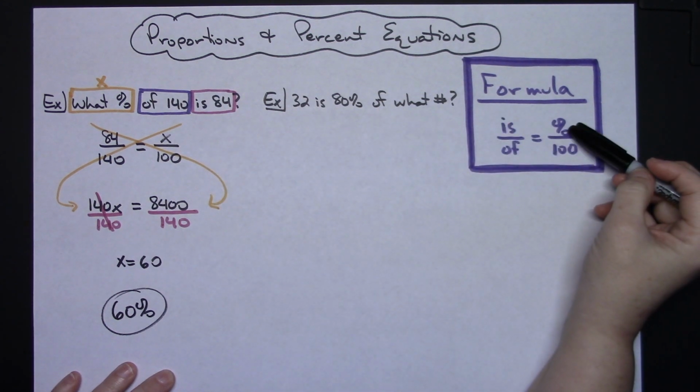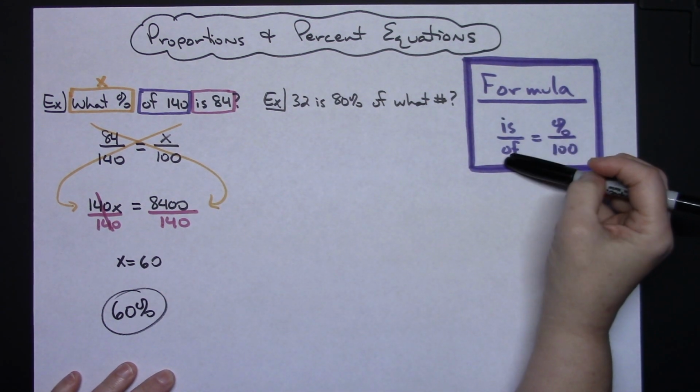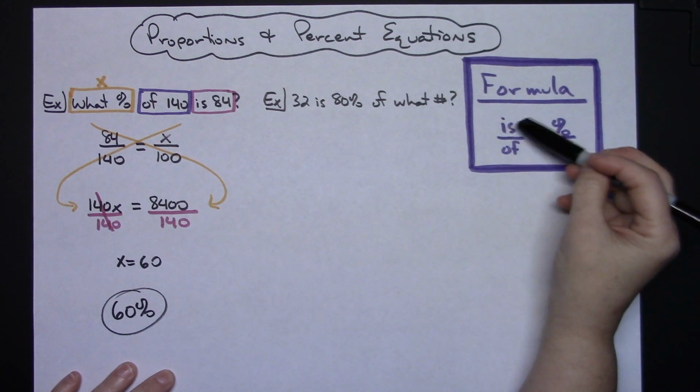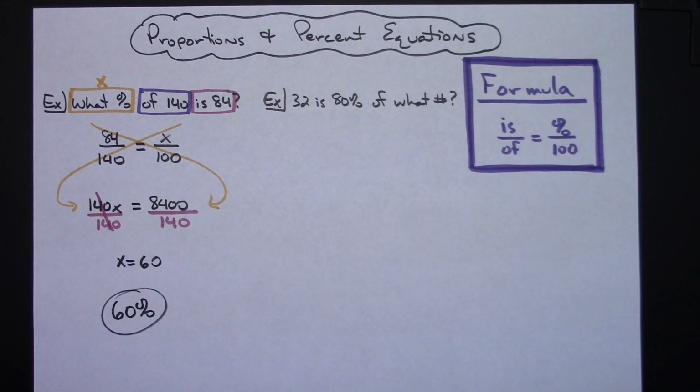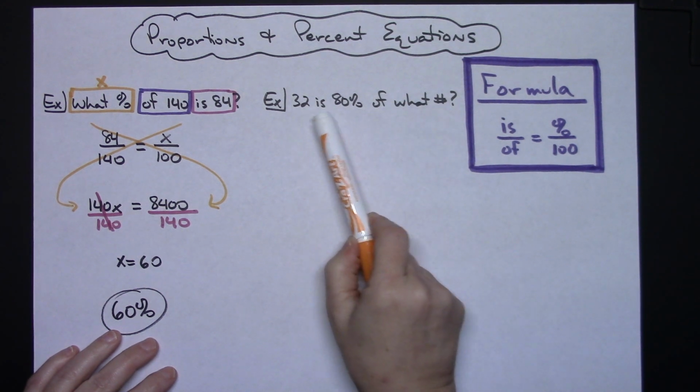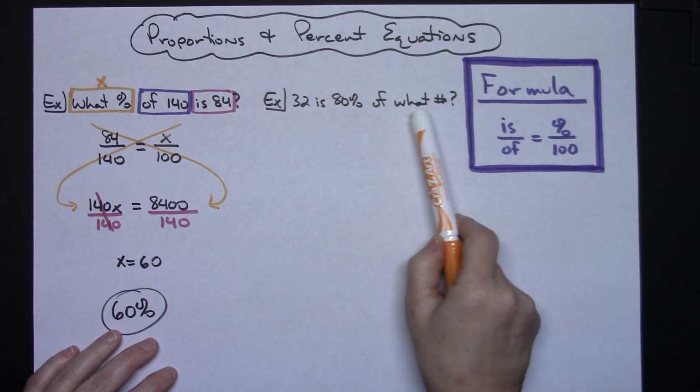Now we're going to do another example, because the x does not have to be in the percent spot. It could be in the is number or the of number. It could be in any of those three locations depending on the problem that you're working on. So again, I'm going to read the question. 32 is 80% of what number?